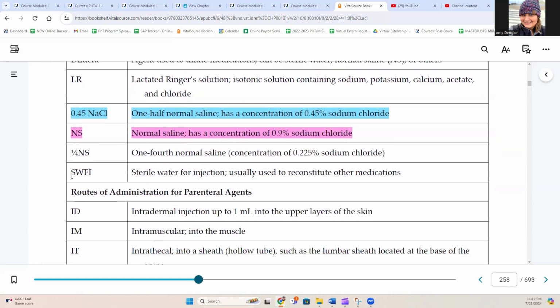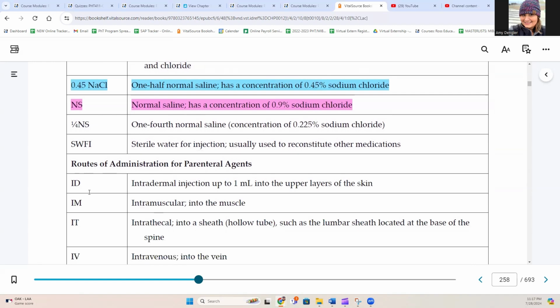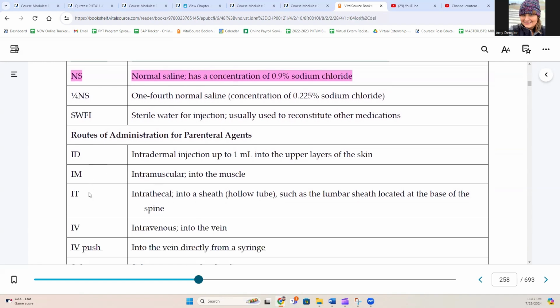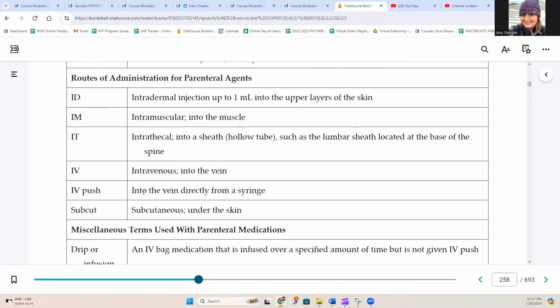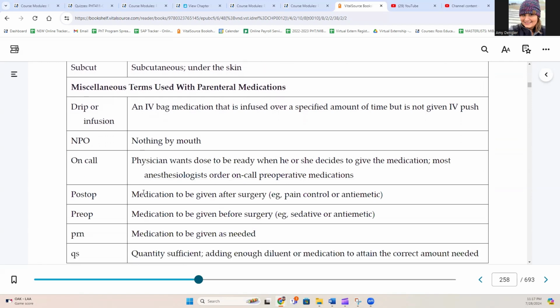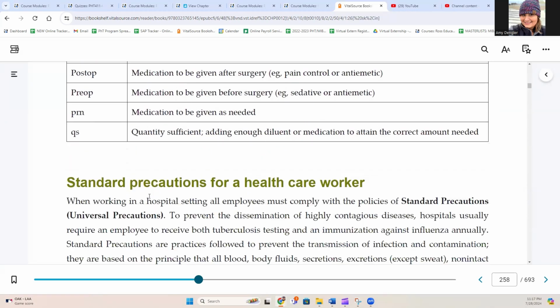Another important one in the pharmacy hospital world is SWFI, which stands for sterile water for injection. Then we have our routes of administration for parenteral agents. And then miscellaneous terms used with parenteral medications.